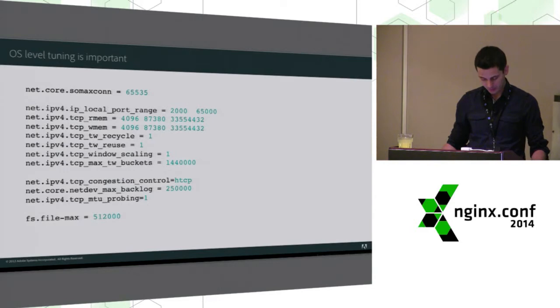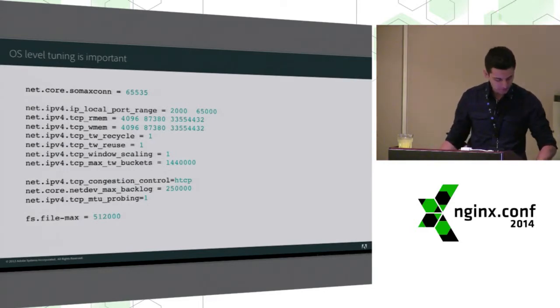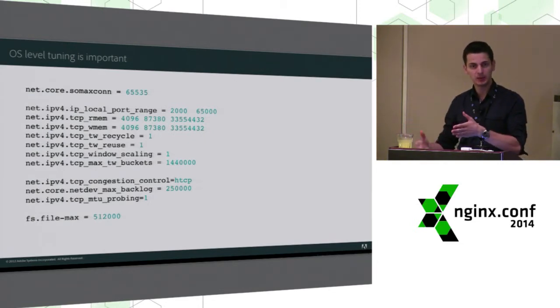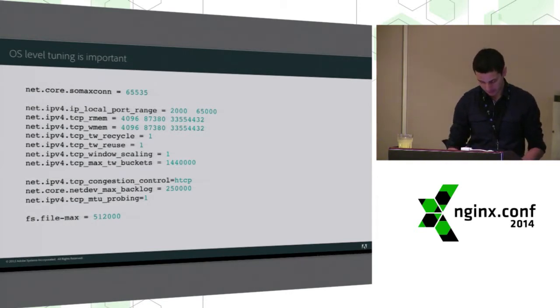OS level tuning is also important. We spent a lot of time, and usually this should match your type of payload, like how much memory you allocate per request. That's usually an indicator. We look at the analytics and see what is the average payload size. So we try to make enough memory for that average payload size.